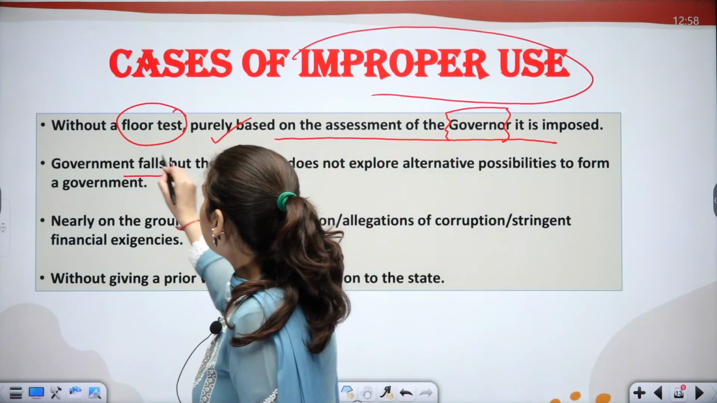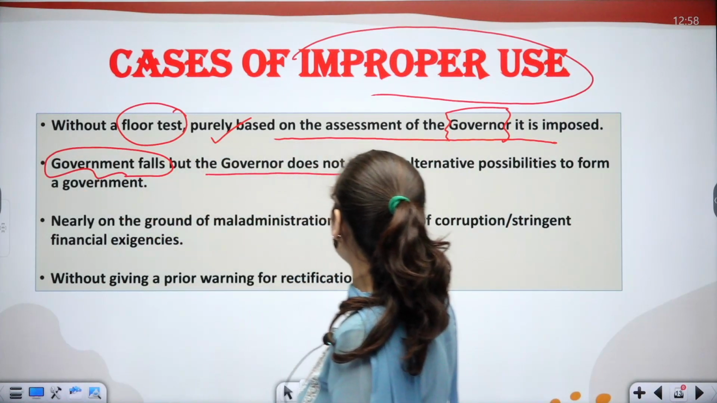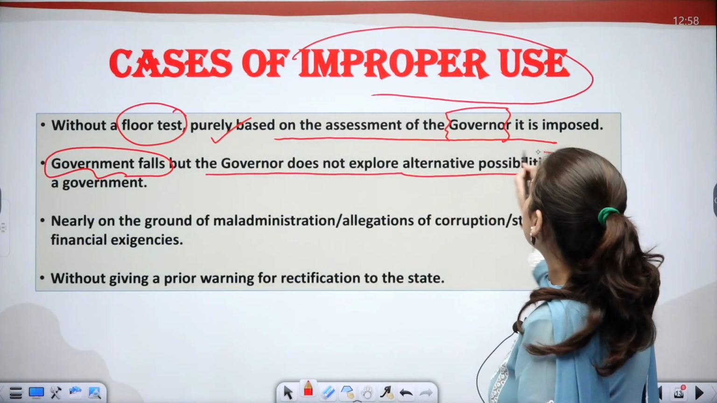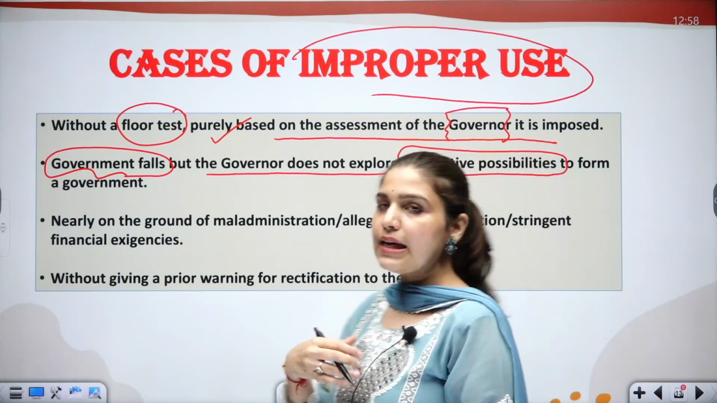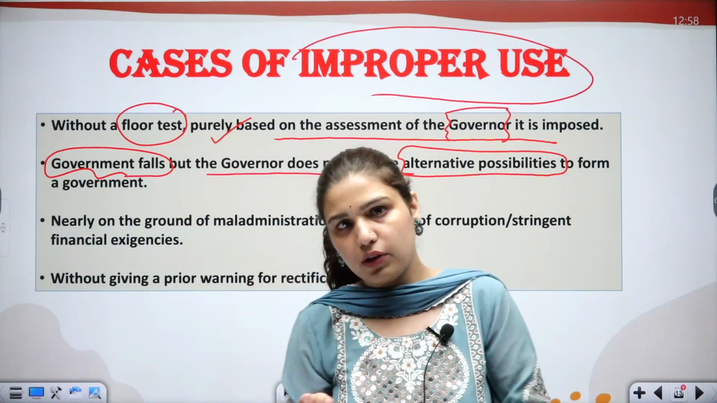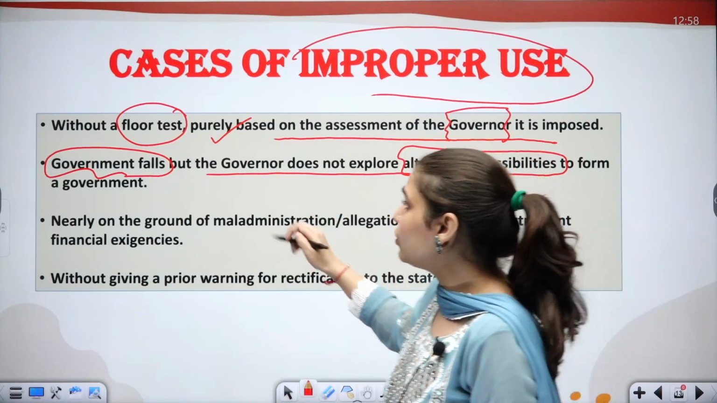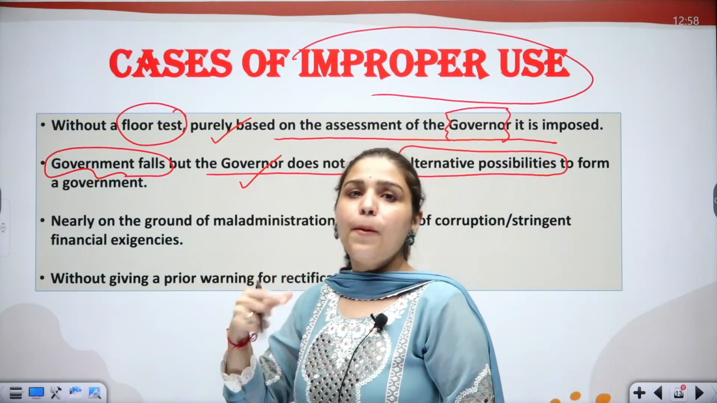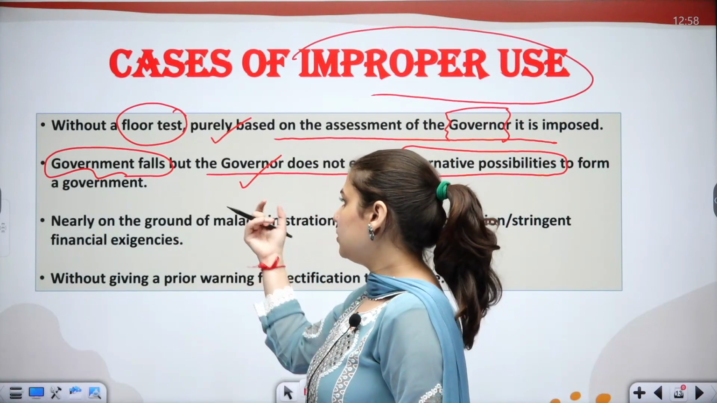Now, the government falls, but the governor does not explore alternative possibilities. If he doesn't ask any other party whether they want to form a government or not, then also this is improper use of this particular article.